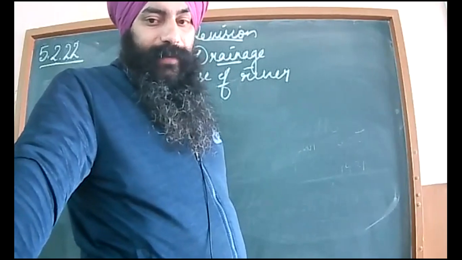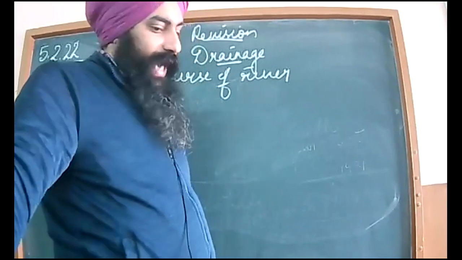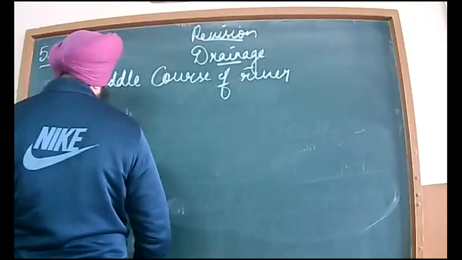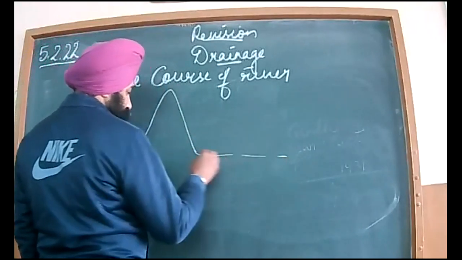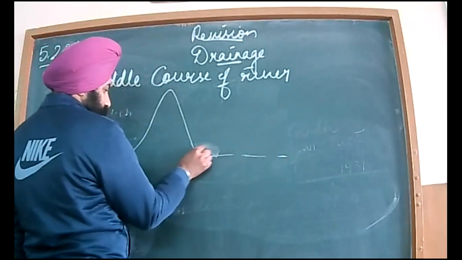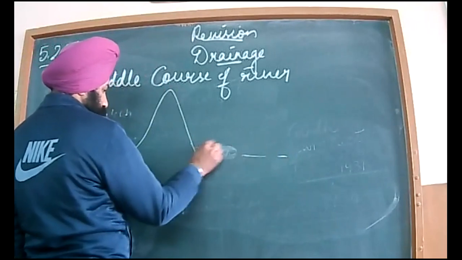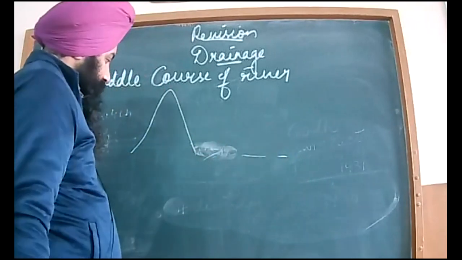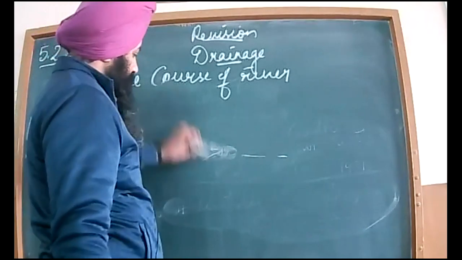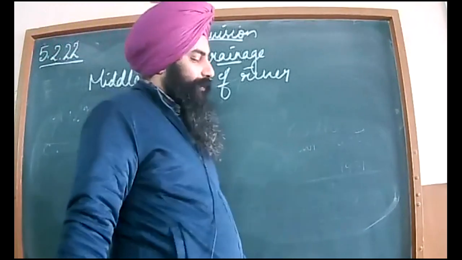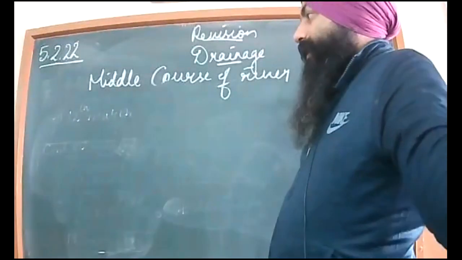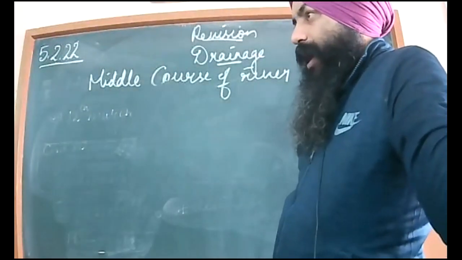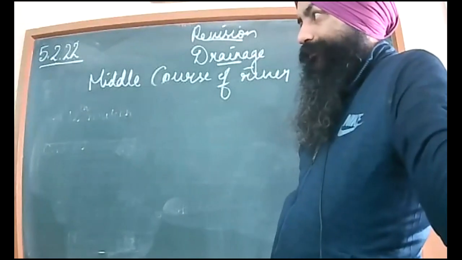Second, we discussed alluvial fans. When the river leaves the mountains, it reaches their piedmont area. This is the mountain, and afterwards the plains begin. Such regions, which are formed by the accumulation and deposition of sediments by the river, are known as alluvial fans.